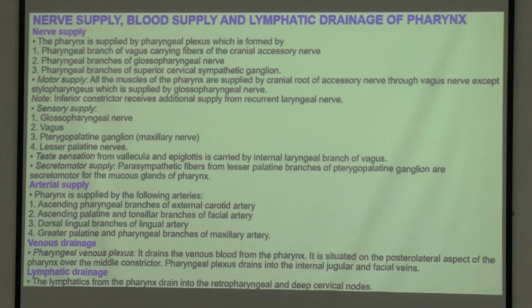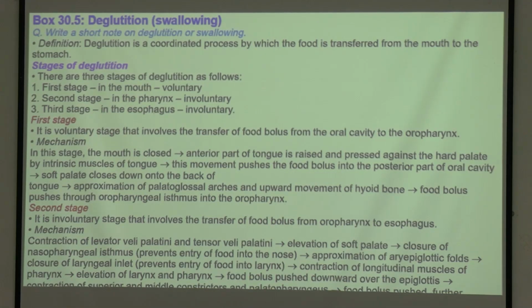First it will drain into the facial, then it will enter into the internal jugular. So the pharyngeal plexus. Lymphatic drainage of the pharynx is, very obviously, to the retropharyngeal and deep cervical lymph nodes, we know.